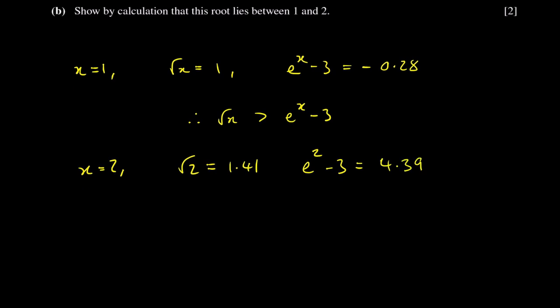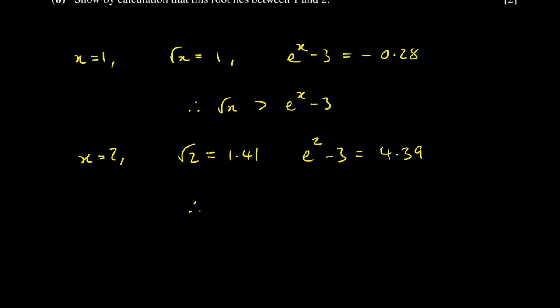And in this particular case, what do we see? We see that the square root of x, or the square root of 2, is less than e to the 2 minus 3. Okay, so e to 2 minus 3. So I'm just going to change this thing I did just a moment ago. Let me make that more clear. Right, so the square root of 1 is greater than e to the 1 minus 3.